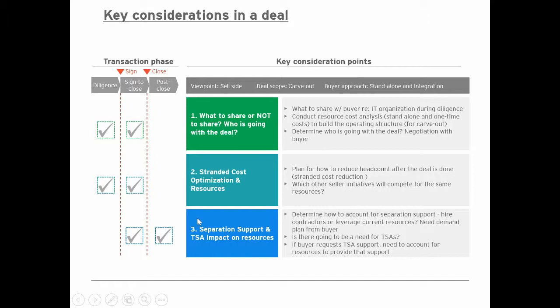And lastly, the third consideration is the level of separation and TSA support that the resources will be providing. During the separation, resources will be getting pulled in many different directions, such as executing separation projects, supporting transition services agreements, and also continuing to work on various internal initiatives. Having a good resource plan in place is critical, and it should address things like who will be working on which projects and what should be the right mix of employees and contractors.